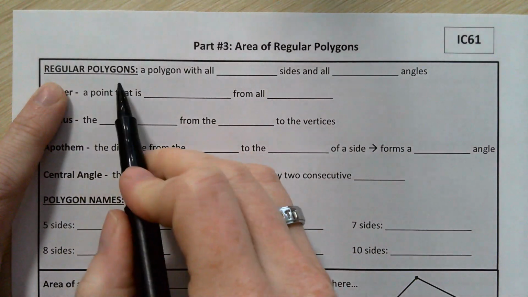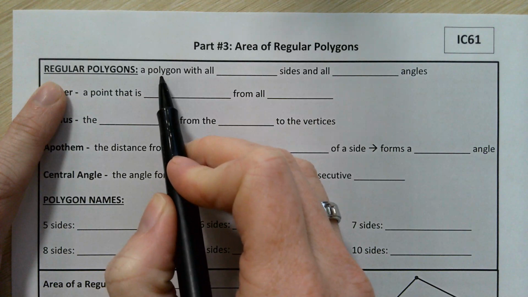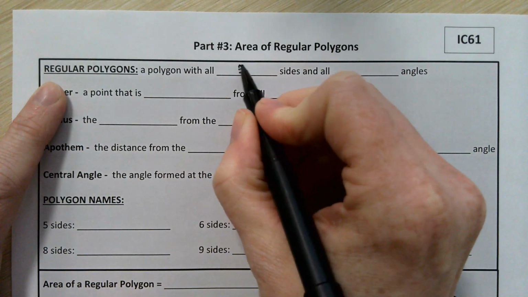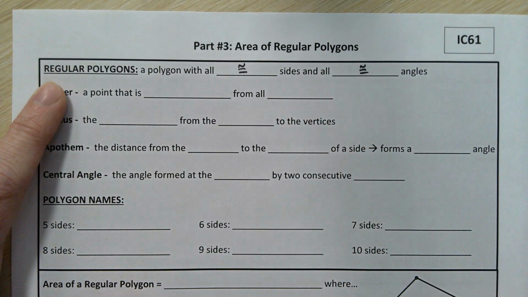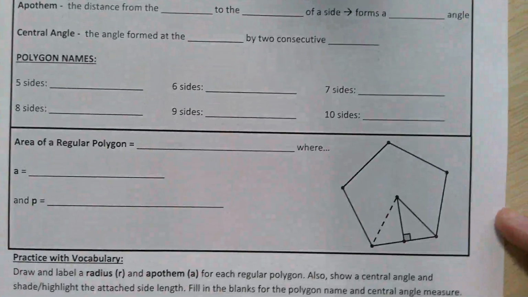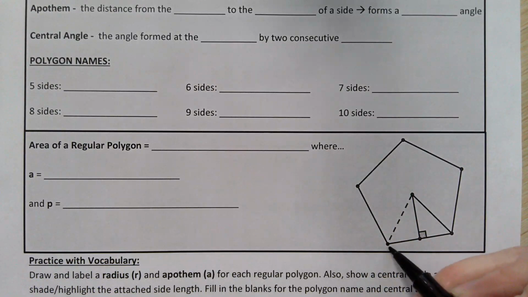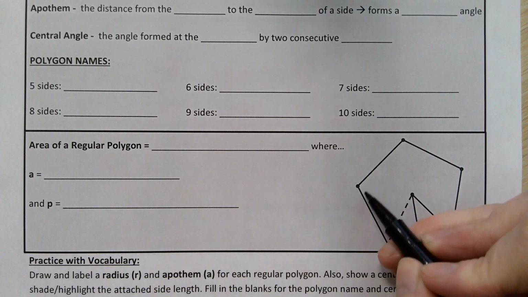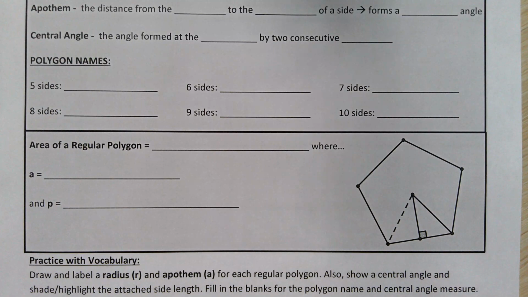A regular polygon is a polygon. That means that it has straight sides and corners, and it's closed. That has all congruent sides and all congruent angles. You can write out the word congruent if you prefer. And so if we take a sneak peek down below to this picture, this is an example of a regular polygon if all 5 of these sides are identical and all 5 of these interior angles at the corner are identical. Okay?